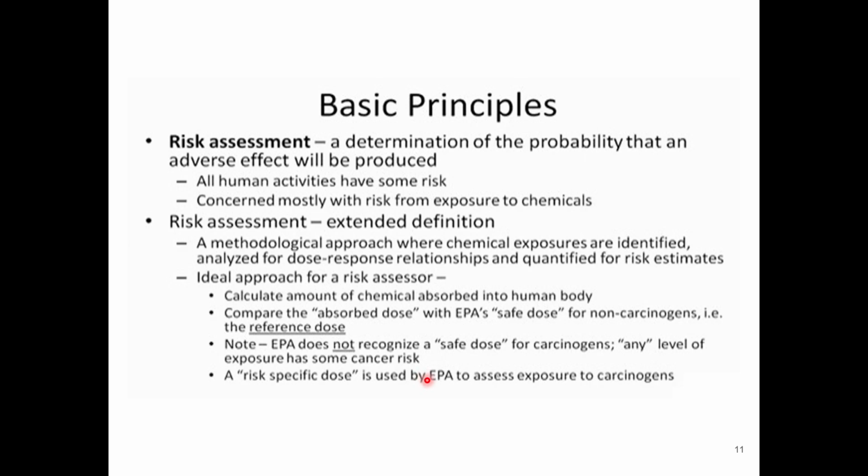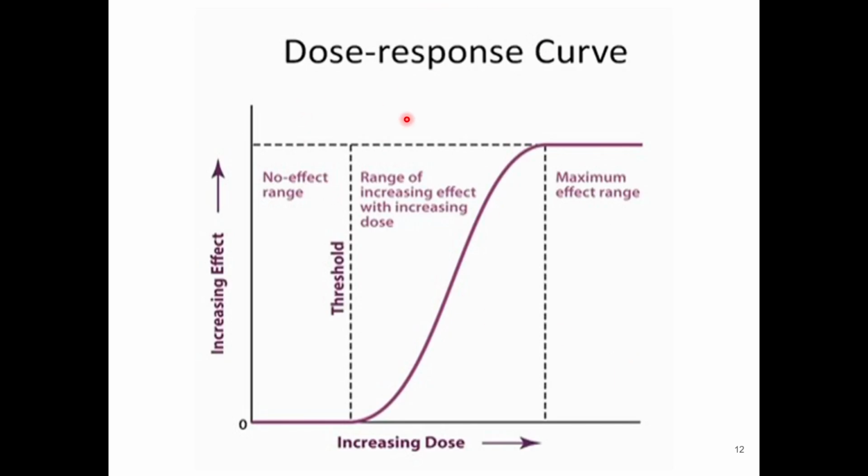So there are separate methodologies for carcinogenic and non-carcinogenic substances. This is basically the dose response curve. Here if we see, there are three ranges in this graph.